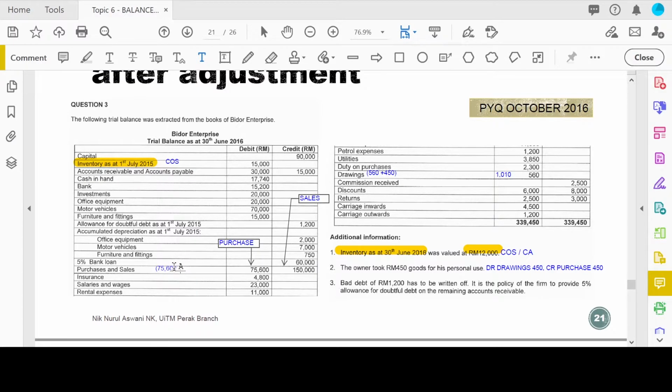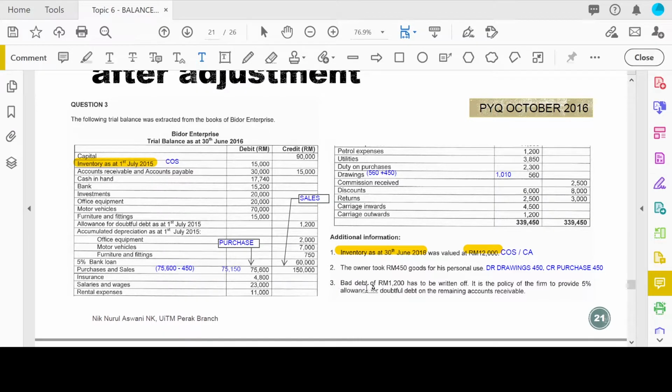75,600 minus 450, meaning that the new balance here should be 75,150. Okay. All right. For purchases, there will be no more 75,600.